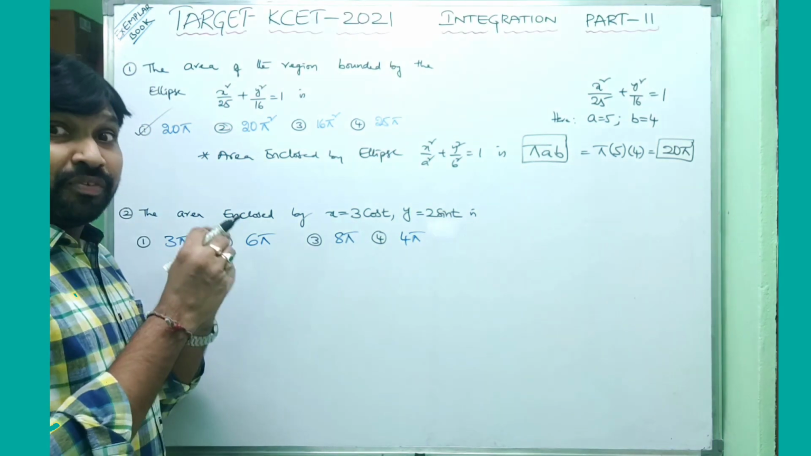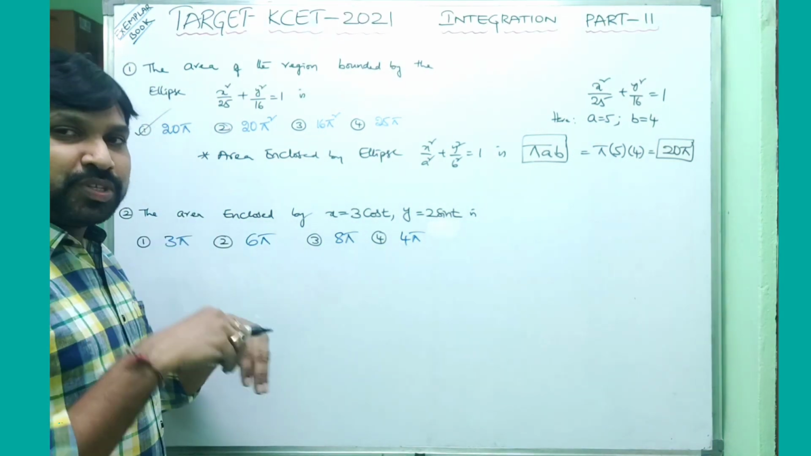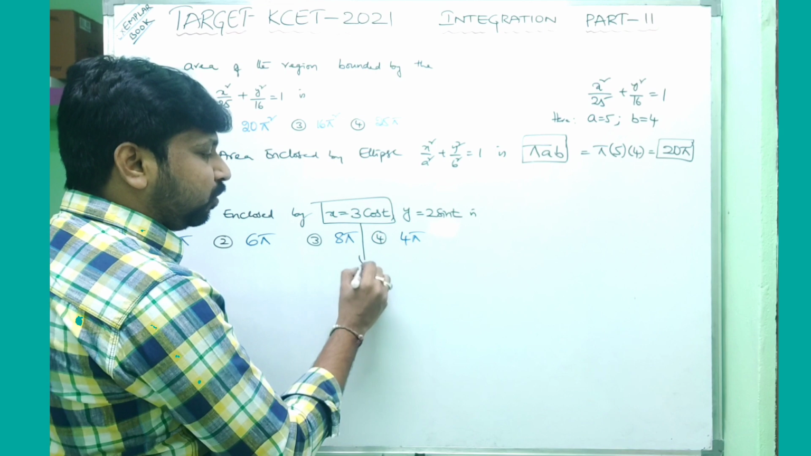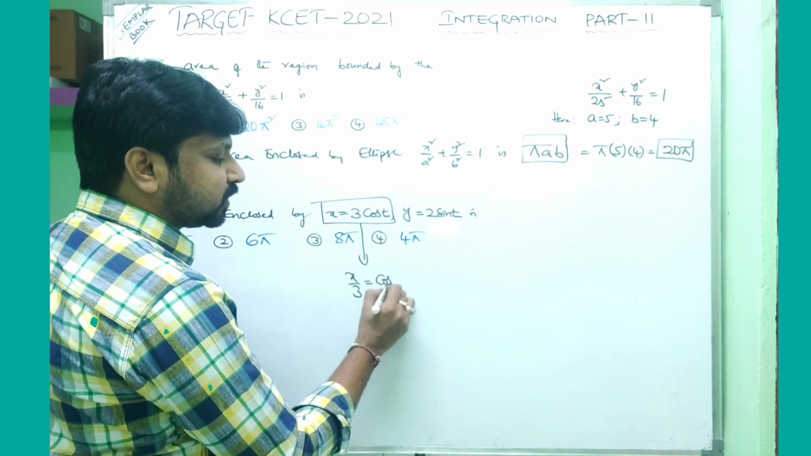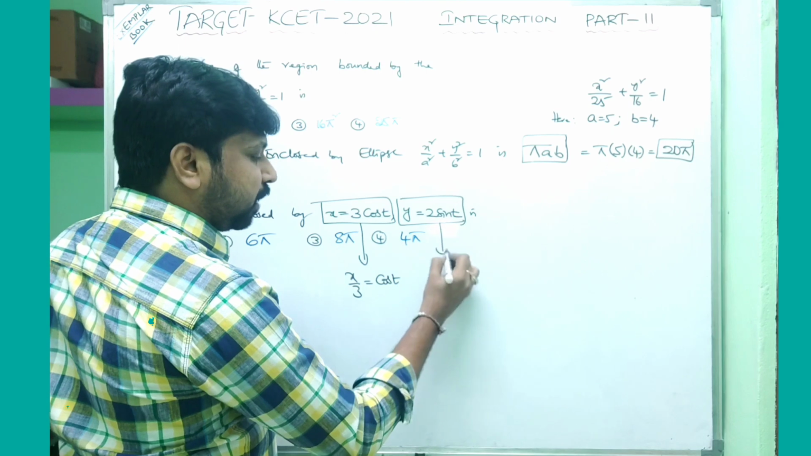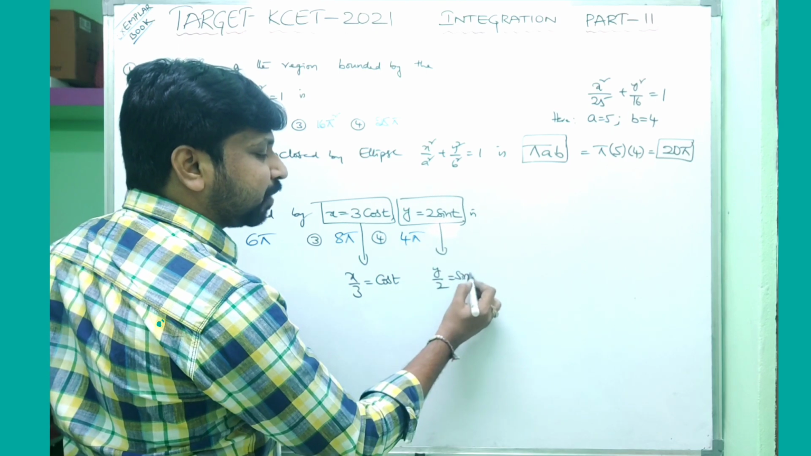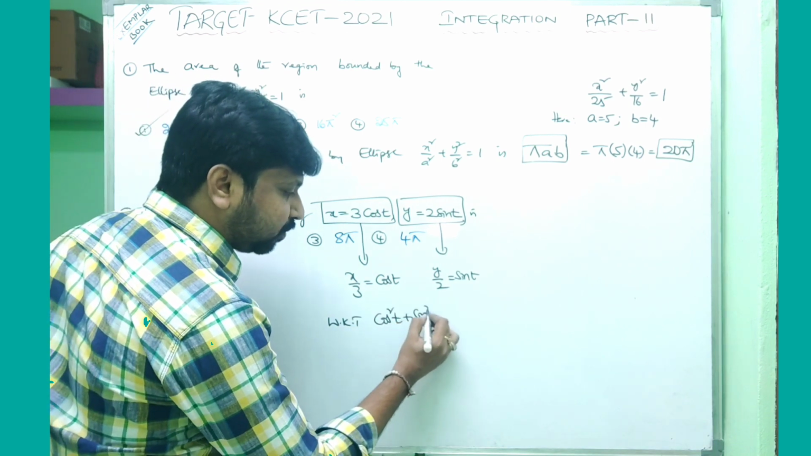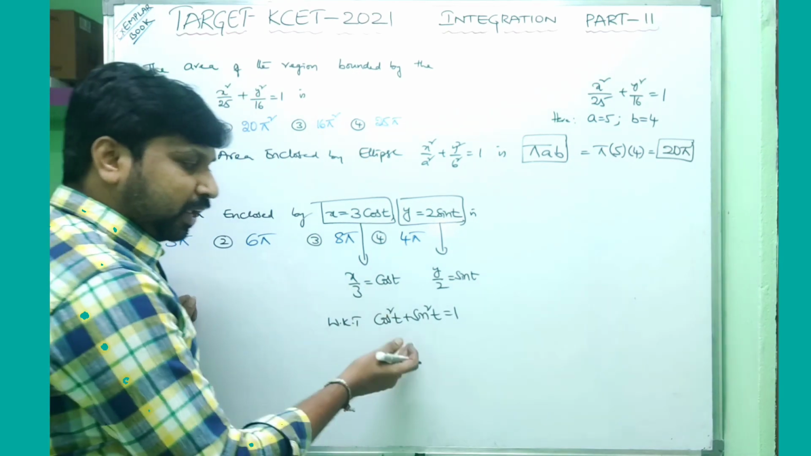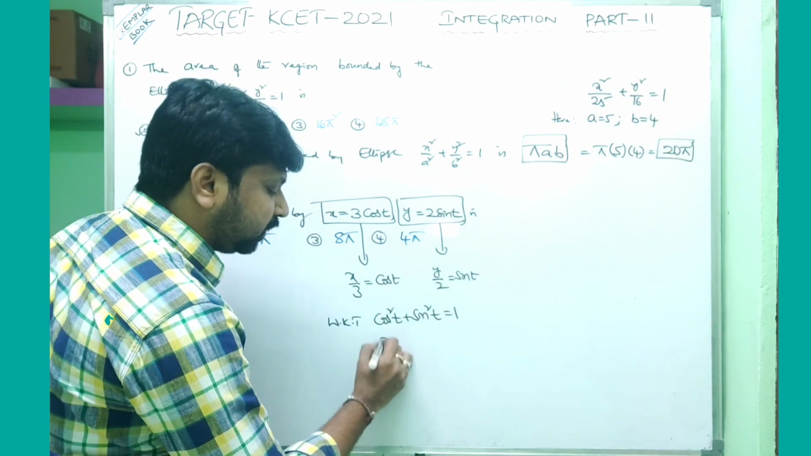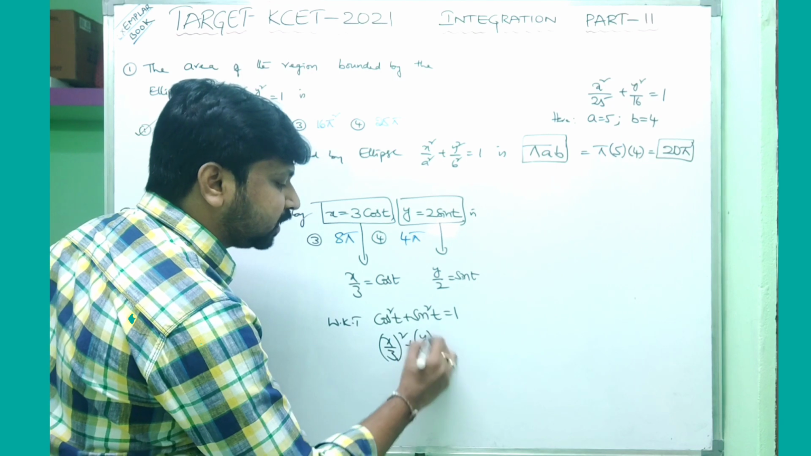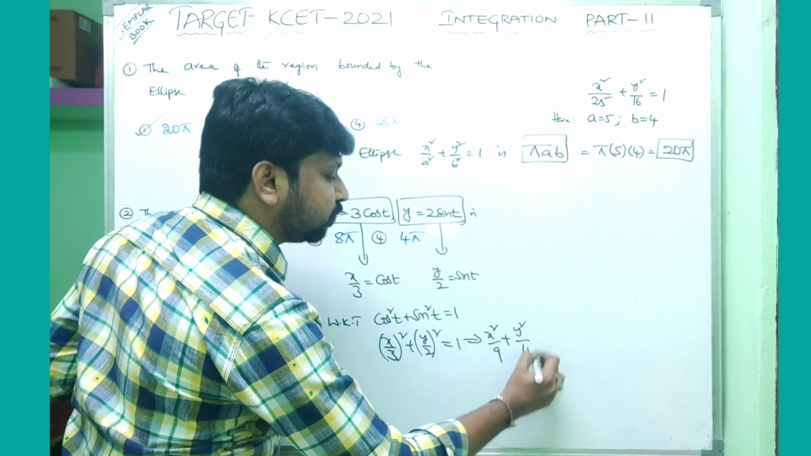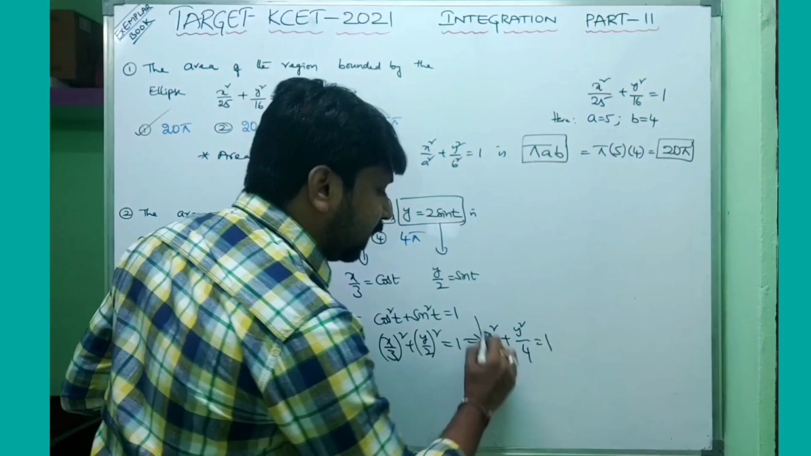It looks like a different model question, but if you observe, this is the same kind of question only. X is equal to 3 cos t is given, so you can very easily write x by 3 is equal to cos t. Y is equal to 2 sin t, so y by 2 is equal to sin t. We know that cos square theta plus sin square theta is equal to 1, and hence x by 3 whole square plus y by 2 whole square is equal to 1, which implies x square by 9 plus y square by 4 is equal to 1. It very clearly represents an ellipse equation.